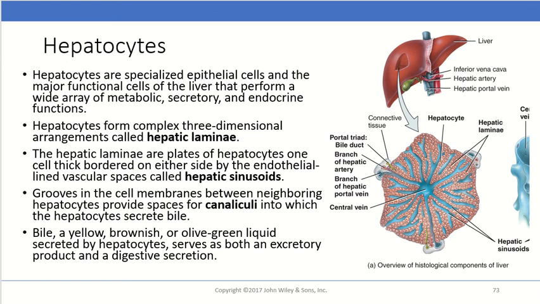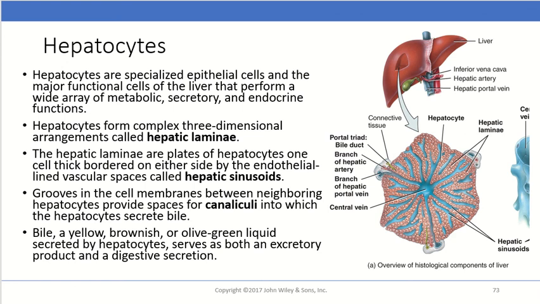Hepatocytes are going to form these complex three-dimensional arrangements that are called hepatic lamellae, or hepatic laminae. These hepatic laminae are going to be pleats of hepatocytes. They're going to be one cell thick and are going to be bordered on either side by the endothelial-lined vascular spaces, and these are called hepatic sinusoids. Grooves in the cell membrane between these neighboring hepatocytes are going to provide space for the canaliculi into which the hepatocytes are going to secrete bile.